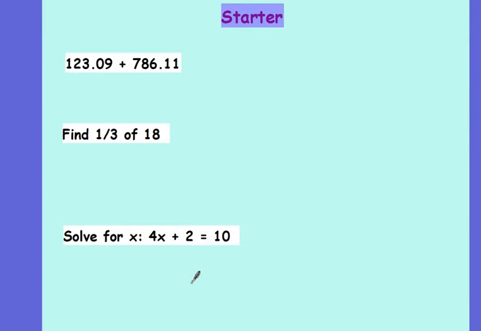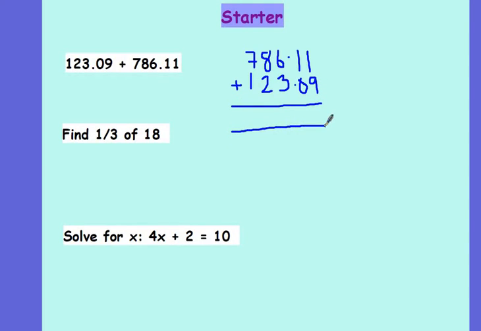Okay, let's go through some answers. So I've got an addition to start off with. So I'm going to do a column addition. I'm going to do my larger number on the top. So I'm going to do 786.11 plus 123.09, making sure I've lined up each column in turn.